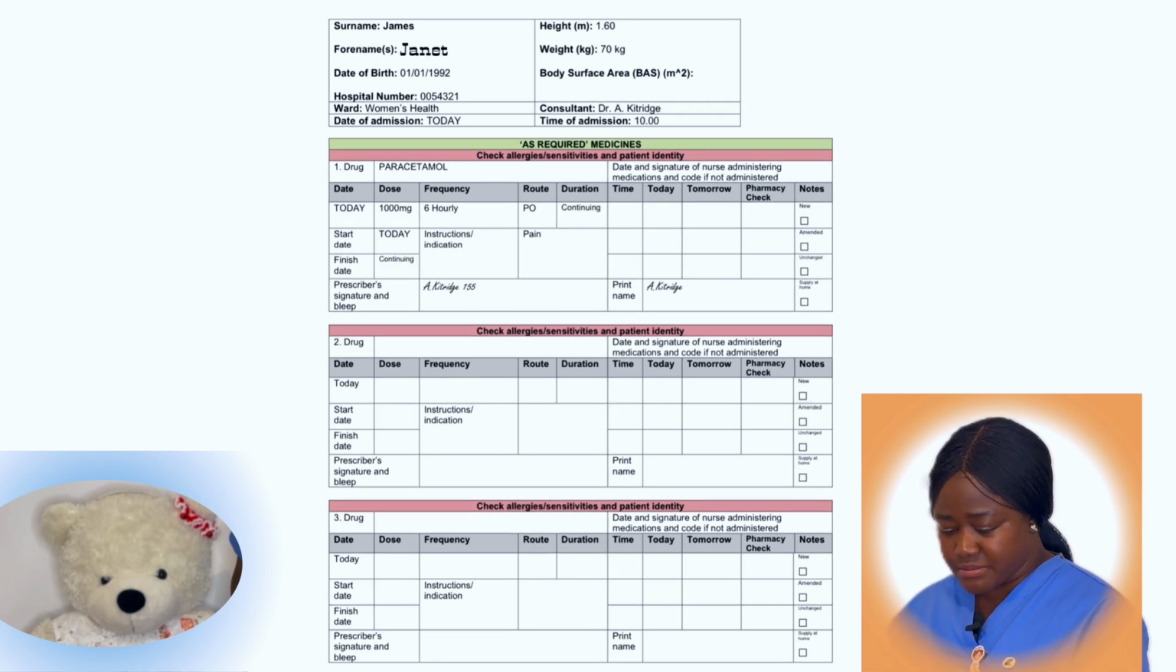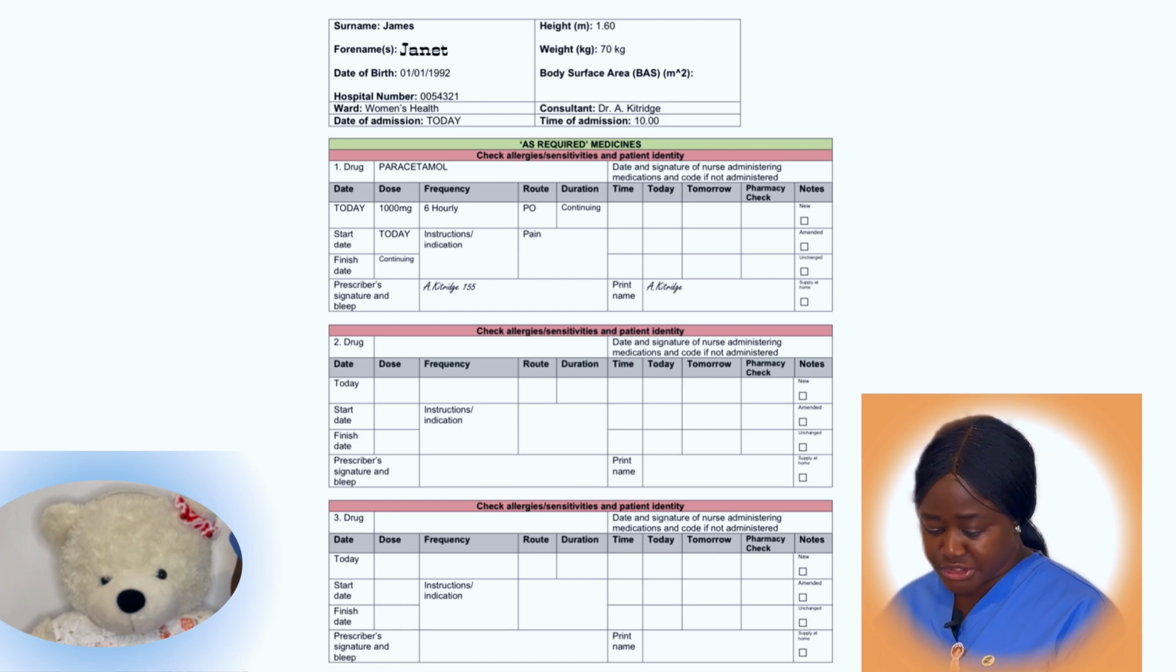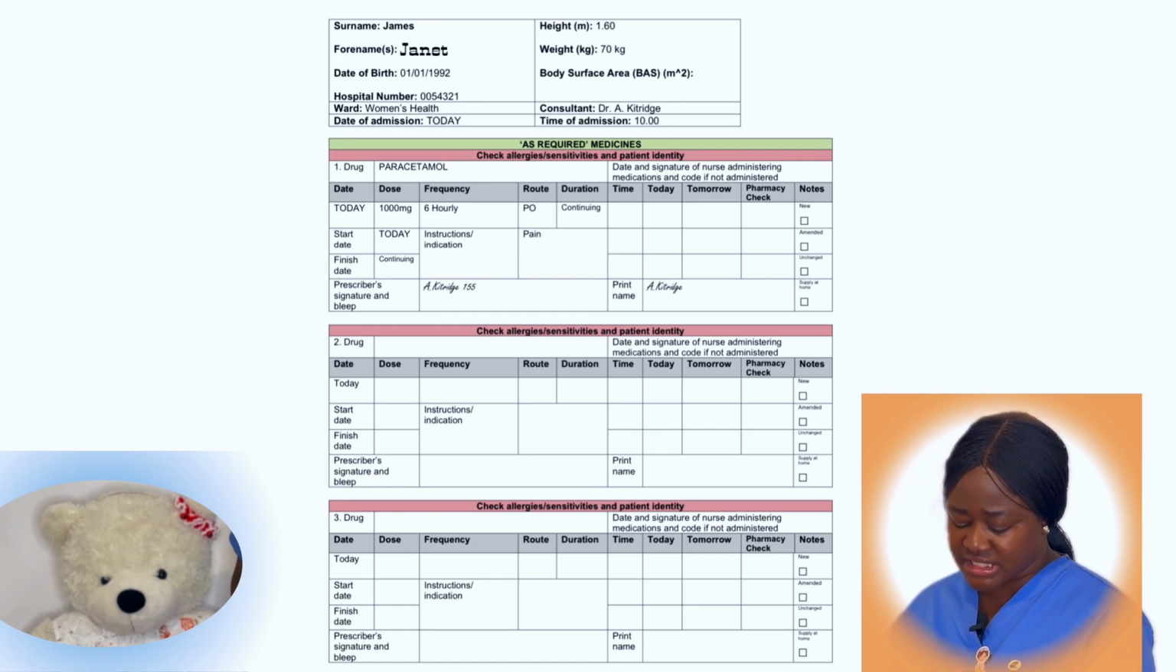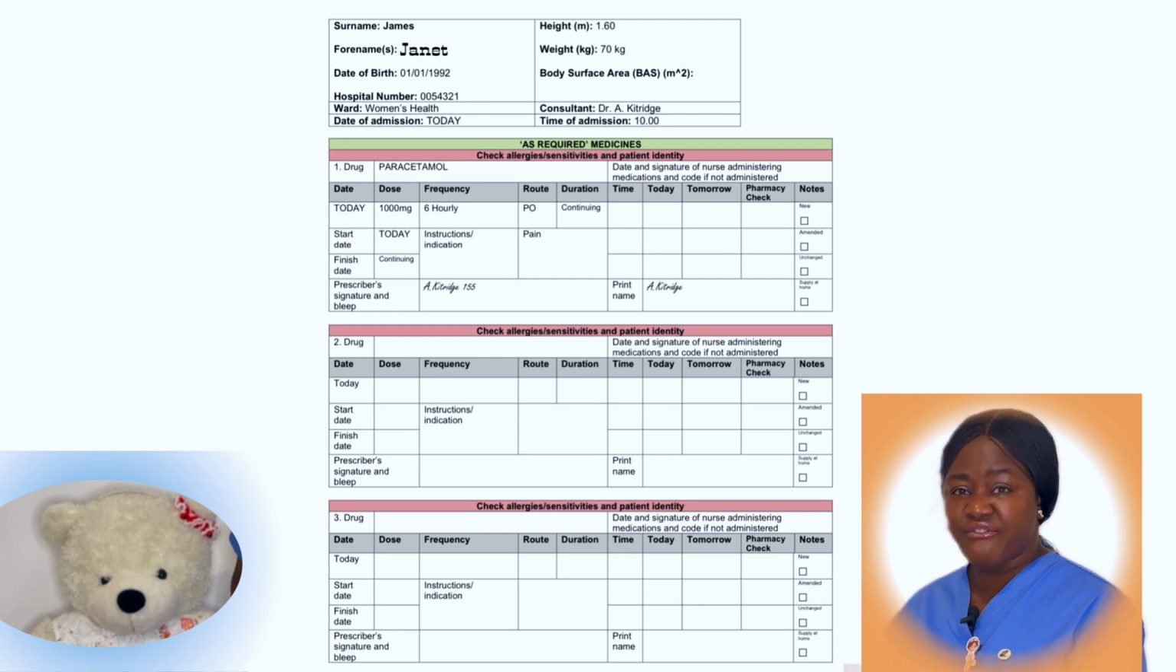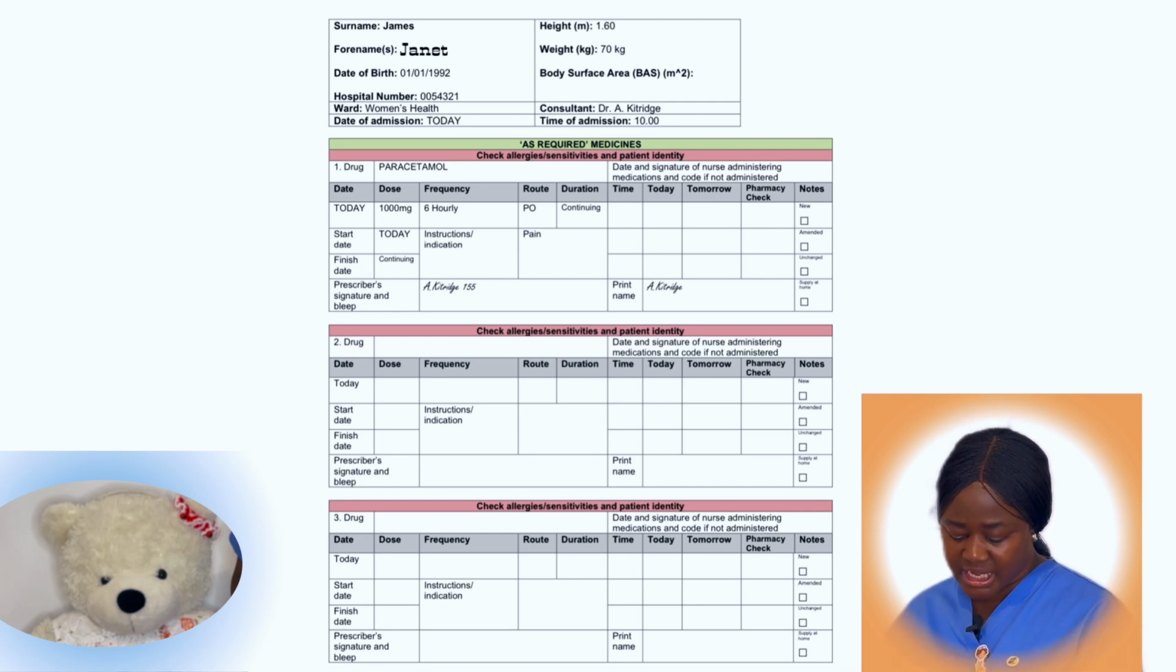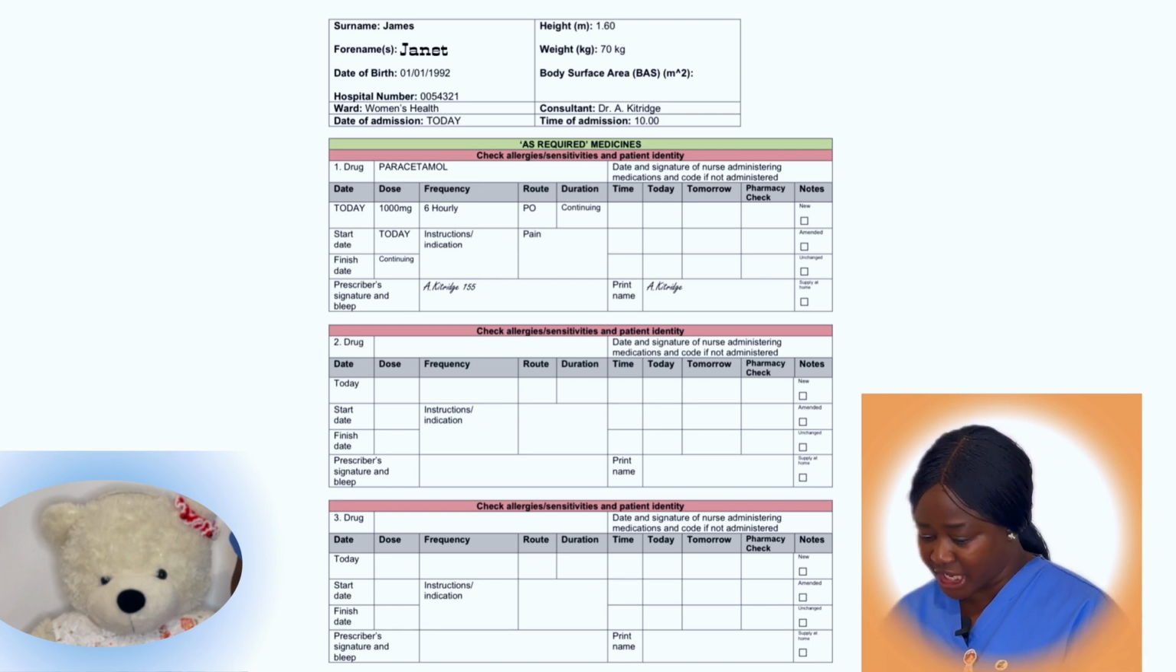I've got Janet James, 1992. All other details are correct. Under as required, I've got paracetamol. Date is today, dose is 1000 milligram. Frequency is 6 hourly. Route is per oral. Duration is continuous. Start date is today. Finish date continuous. Signed by Dr. A. Kittredge. Blip number 155. Print name R. Kittredge. And this is as required medication.